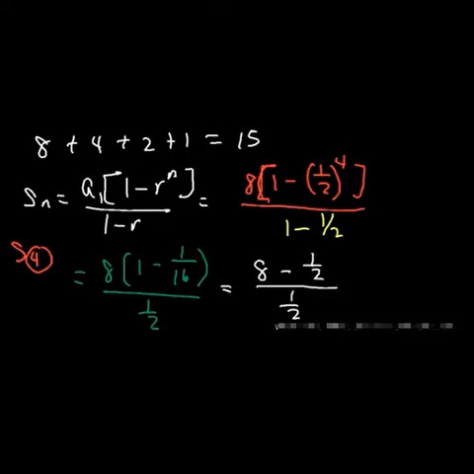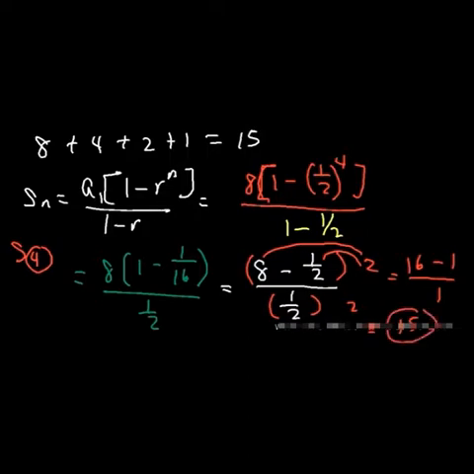Over 1/2. Now whenever you have a complex fraction like this, let's multiply top and bottom by 2. So here we have to distribute the 2. 8 times 2 is 16, and 2 times a half is 1, because the 2's cancel. And here this is also 1. So 16 minus 1 is 15, and 15 over 1 is 15, which is indeed that answer. So that equation does indeed work.